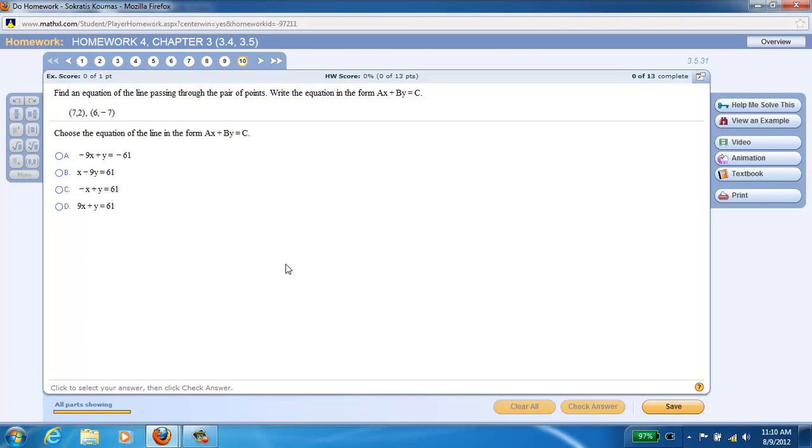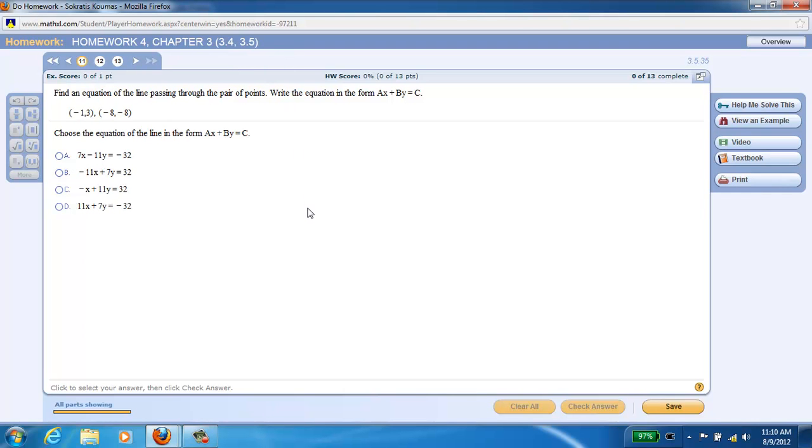But step 1 you figure out the slope, step 2 you use 1 point to figure out the constant or y-intercept, and the third one to bring it in the form of ax plus by is equal to c. And same problem is number 11.